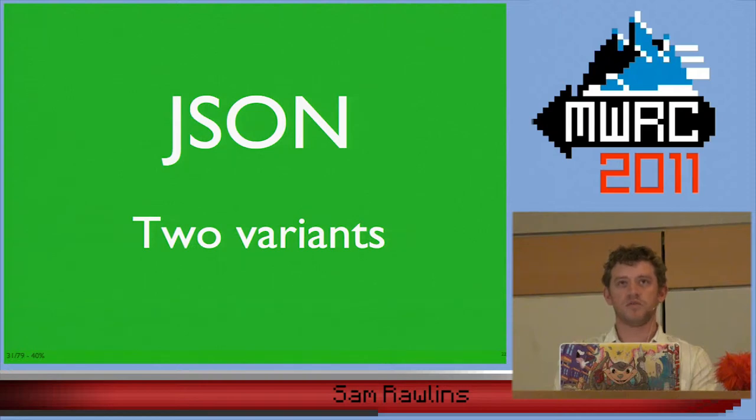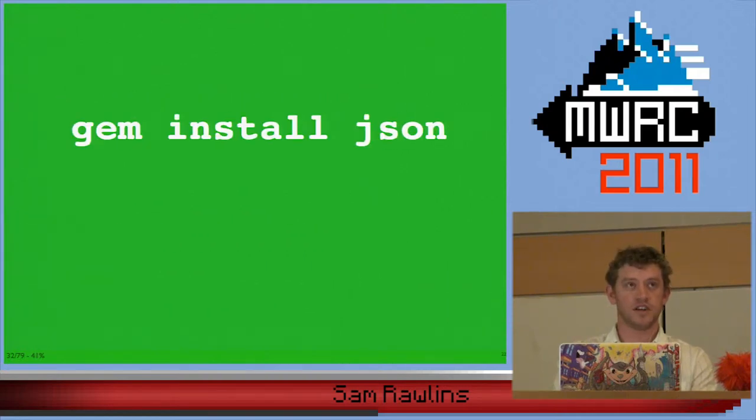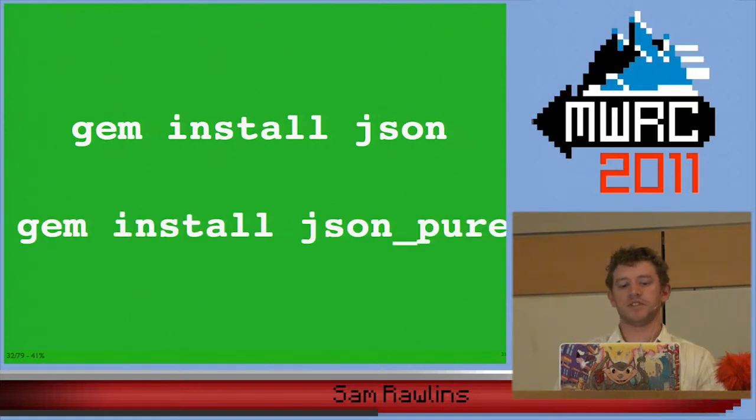Our second example is JSON. JSON comes in two variants. You can either gem install json, which is the C extension variant, or you can gem install json_pure.